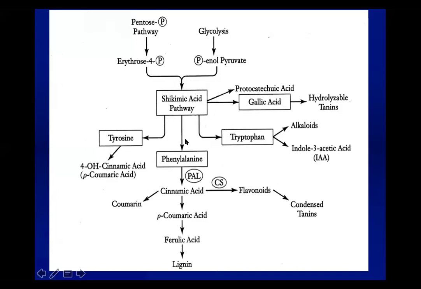The shikimic acid pathway also produces, as I mentioned, tyrosine and phenylalanine. Tyrosine then converts into 4-hydroxycinnamic acid or paracumaric acid. Similarly, the shikimic acid pathway also generates phenylalanine. The phenylalanine ammonia lyase enzyme activates and produces the cinnamic acids. Cinnamic acids, paracumaric acid, ferulic acid, and different lignins are biosynthesized through this pathway.